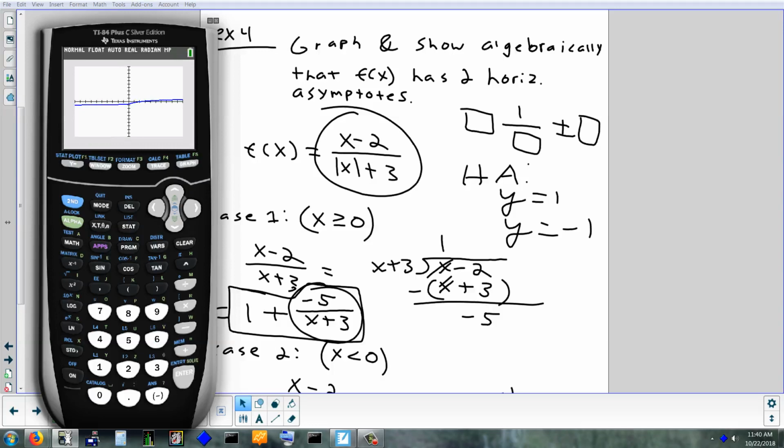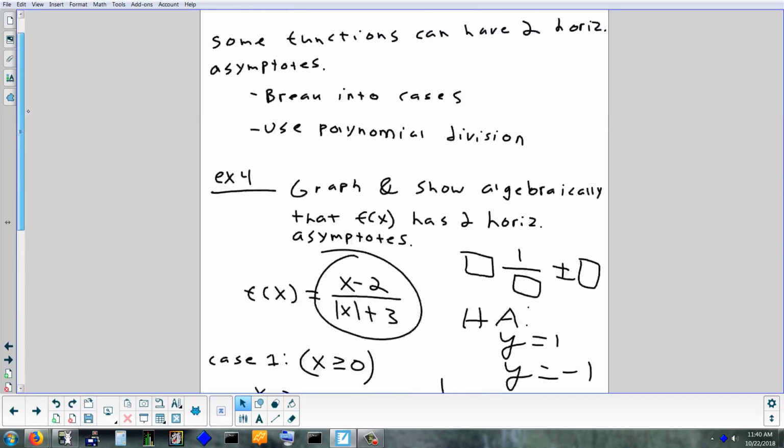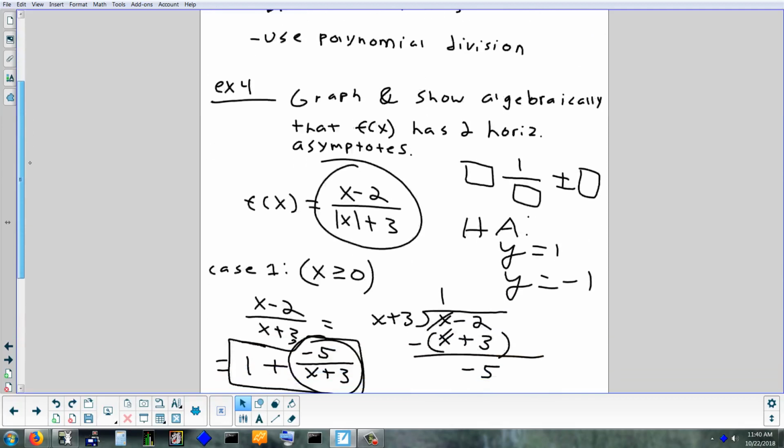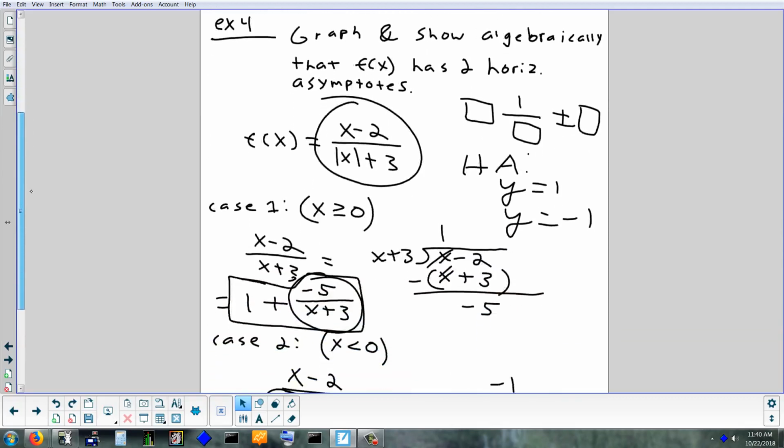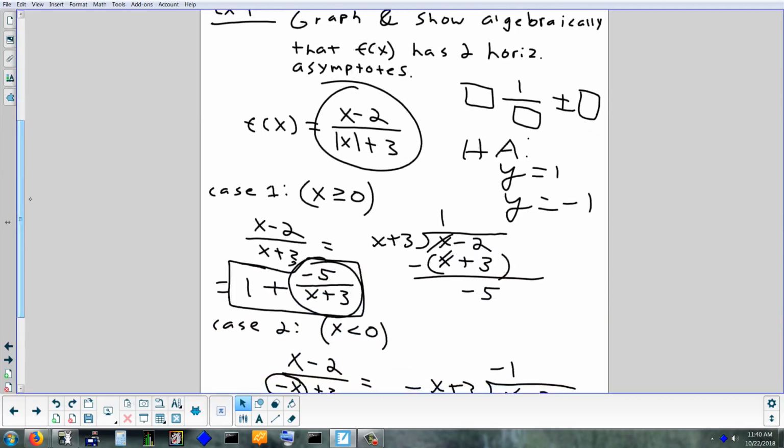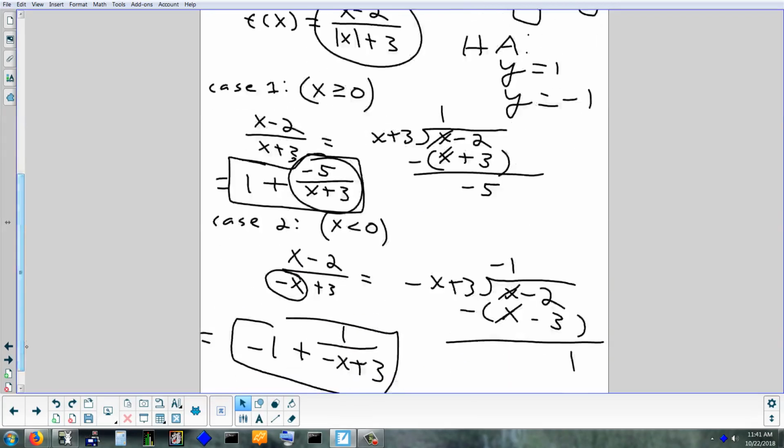That's it. Any question on that? So a little tricky, but that's how you have to think about absolute value problems. You have to break them into cases in order to find the asymptotes. Because you can't do long division with an absolute value of a variable. You have to have just a variable. So that's why there's two cases.